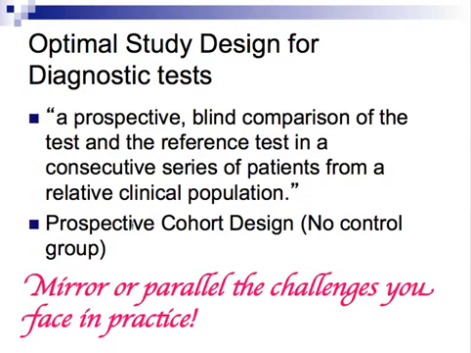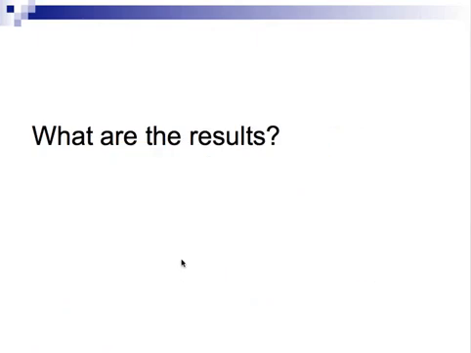So the emphasis on the prospective cohort study and the consecutive groups of patients is because the heart of EBP is for the study designs and procedures to mirror or parallel the challenges you face in practice, and for the results to actually reflect what you will experience if you were to adopt those particular diagnostic procedures. So given that, once we've decided that the test is valid, we have to then turn to interpreting the results.